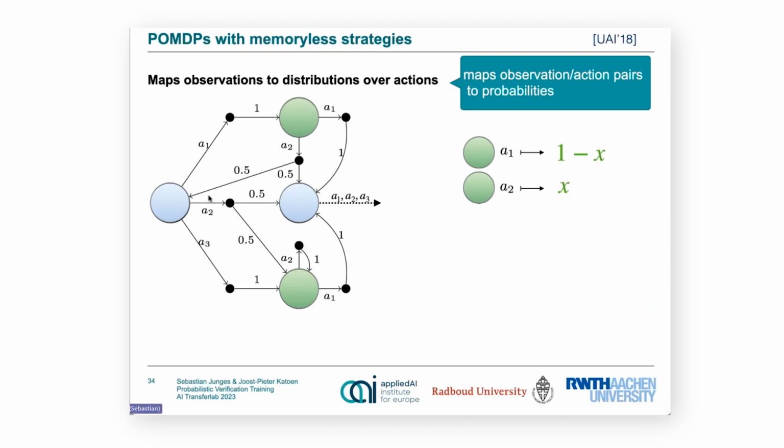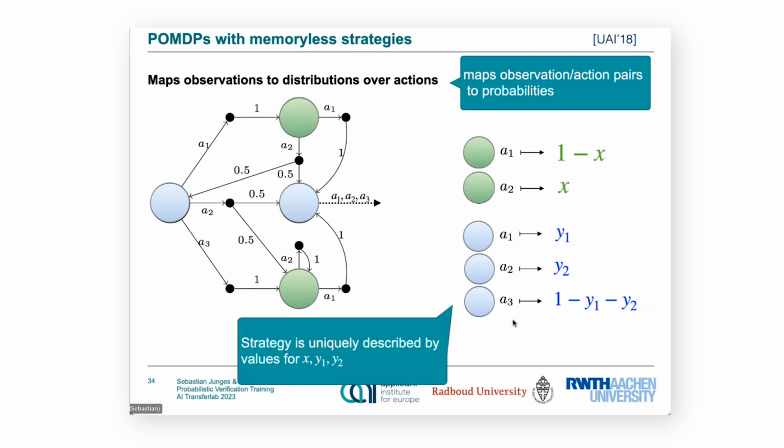In the blue state, we have 3 outgoing actions, A1, A2, A3. So here we're defining any distribution over actions A1, A2, A3. And that means that here we're saying with probability Y1, we're taking action A1, with probability Y2, we're taking action A2. And then with the remaining probability, we'll take action A3. So any positional strategy is uniquely described by the values for X, Y1, and Y2.